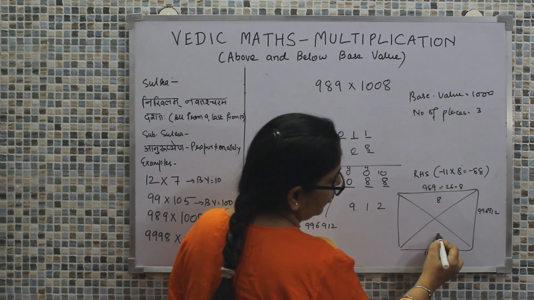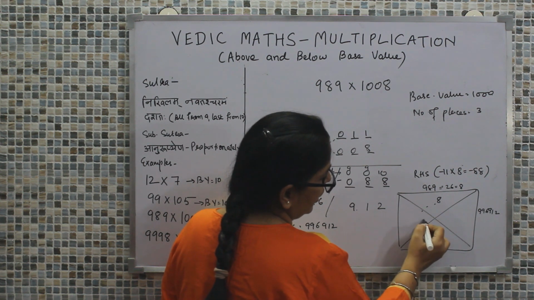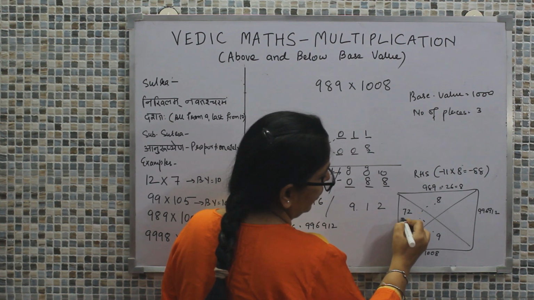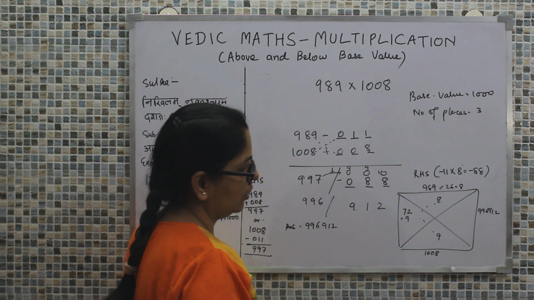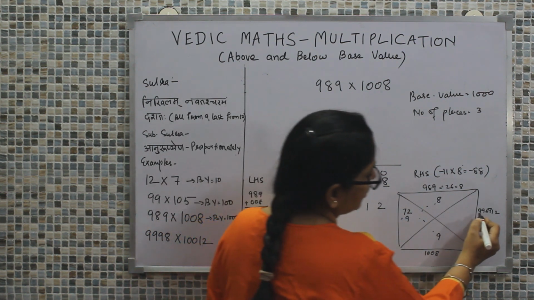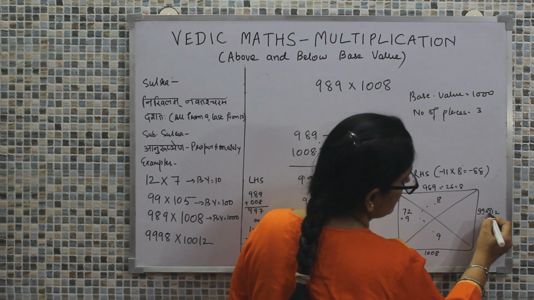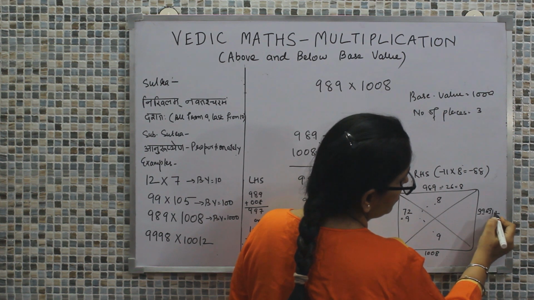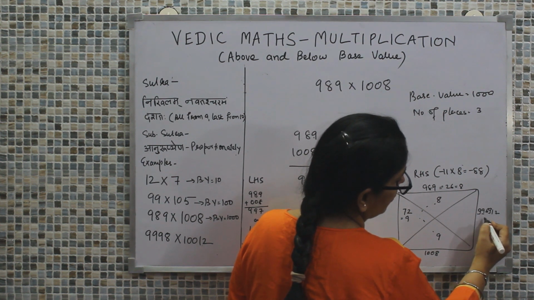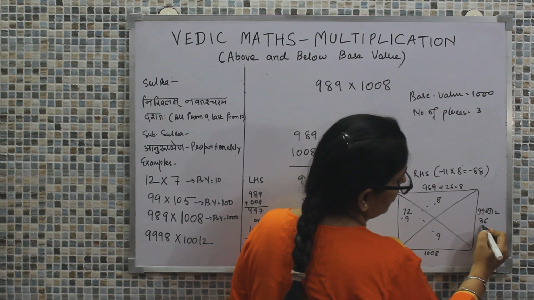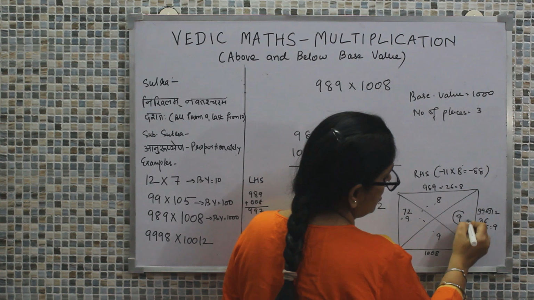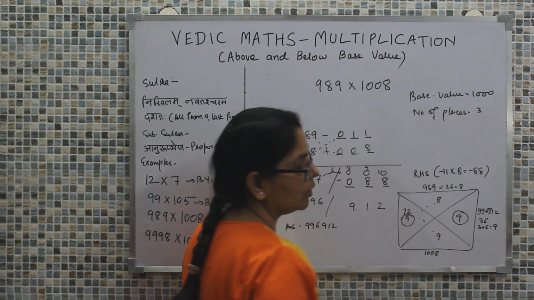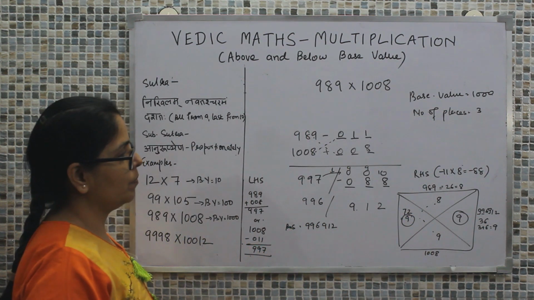Next, 8 plus 1 will be 9. 8 9s are 72 and 7 plus 2 is 9. Now the digital sum of the answer: 9 plus 9 plus 9. And 6 plus 2 is 8, 8 plus 1 is 9. So 9 4s are 36. 36 means 3 plus 6, that is 9. Now because this value and this value are matching, hence our answer is right.